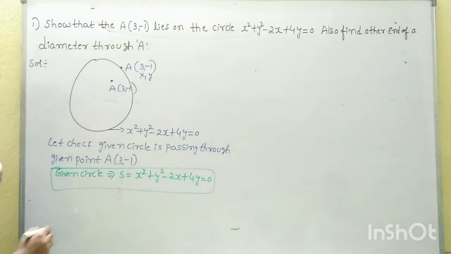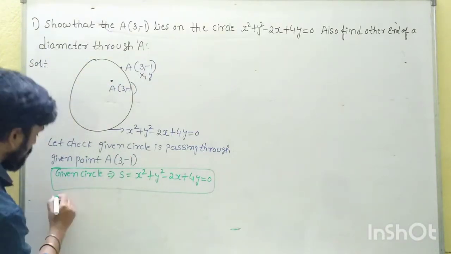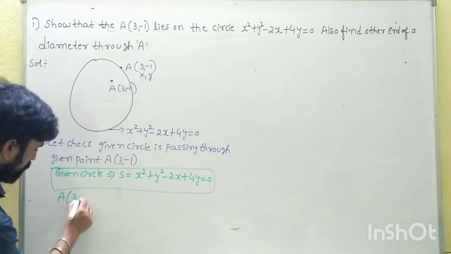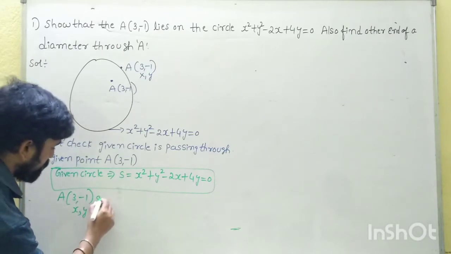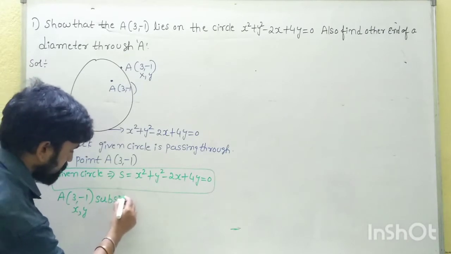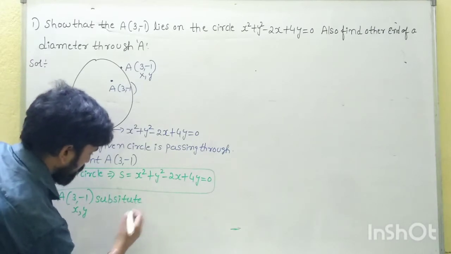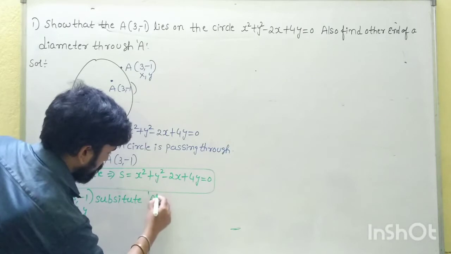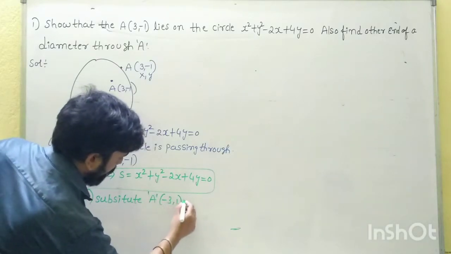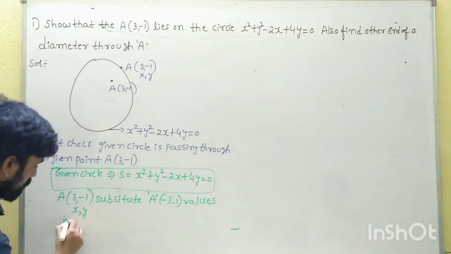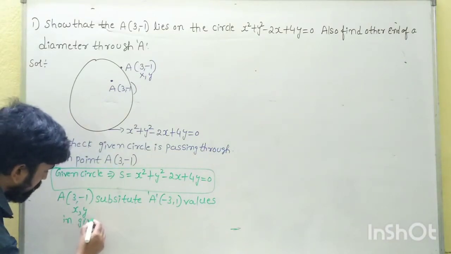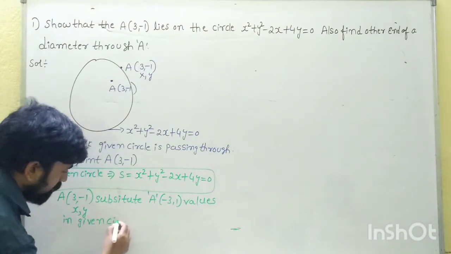Now, let us take this A, A equals 3 comma minus 1. Let's take this as x comma y. Substitute this value, A 3 comma minus 1, in the given circle.